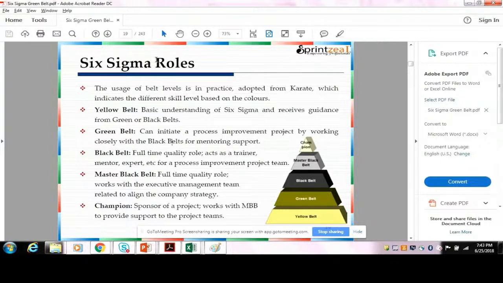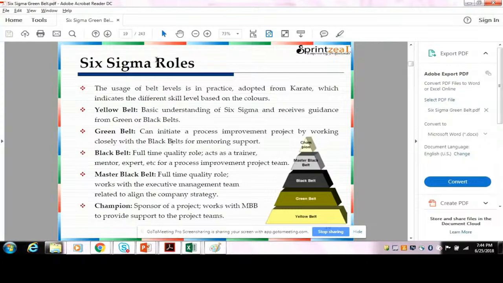Just to let you know, in some organizations they have a concept of yellow belt as well. And as I said, in some organizations they have a concept of white belt as well. Yellow belt is somebody who would have a basic understanding of Six Sigma. But then generally a yellow belt would receive guidance from the GBs or the black belts.